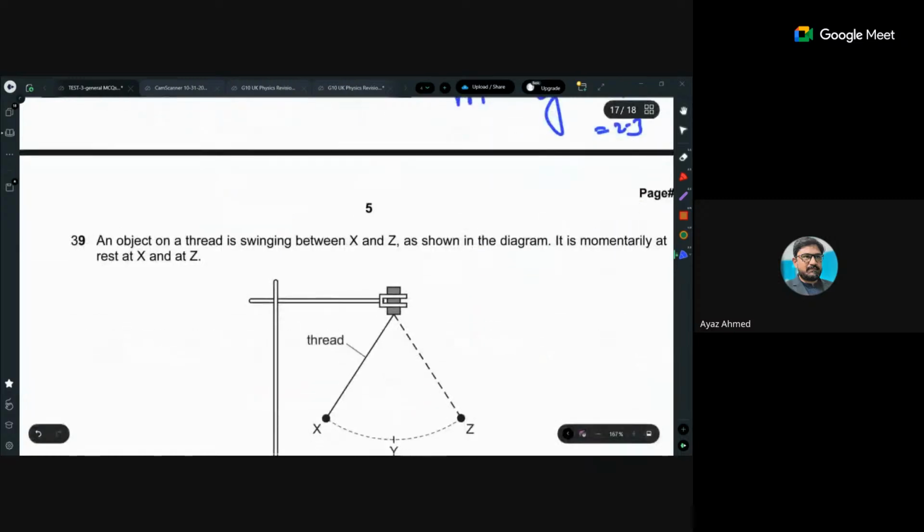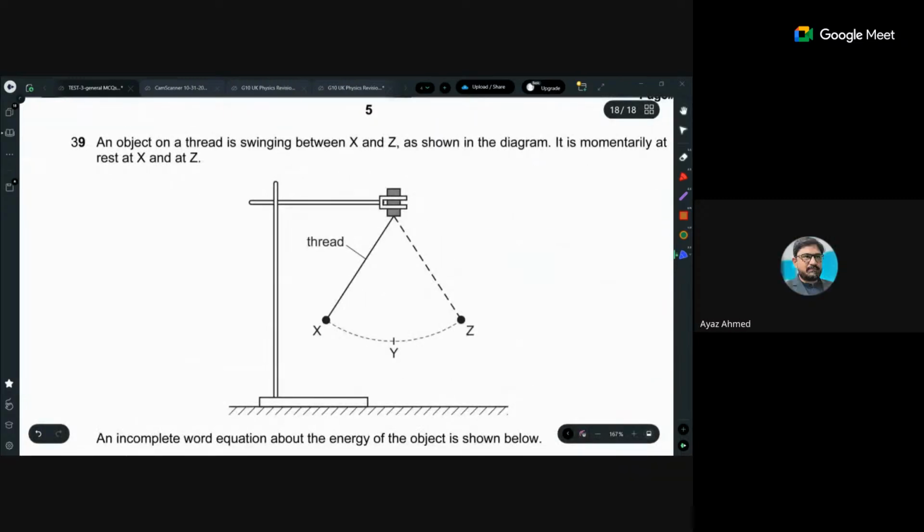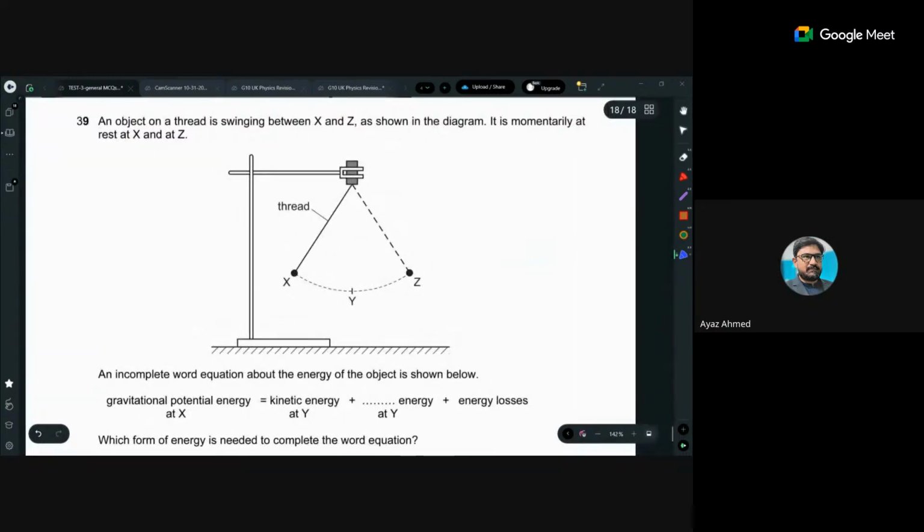Got it? Option B was correct. Yes, sir. Question number 39. Okay, an incomplete word equation about the energy of the object is shown below. The gravitational potential energy at x, GPE at x, is equals to kinetic energy at y plus dash energy at y.